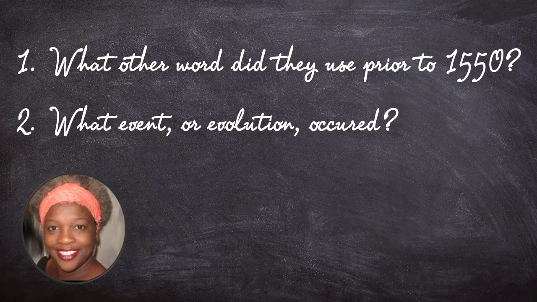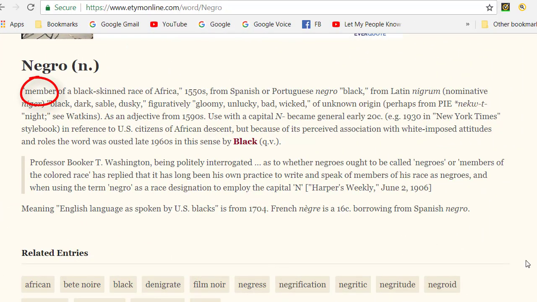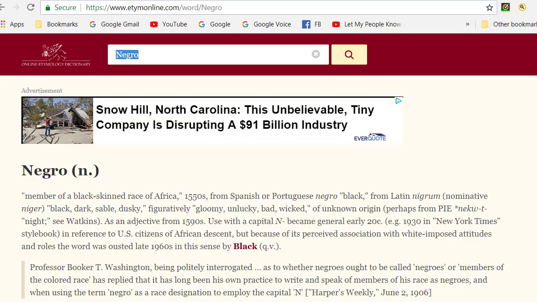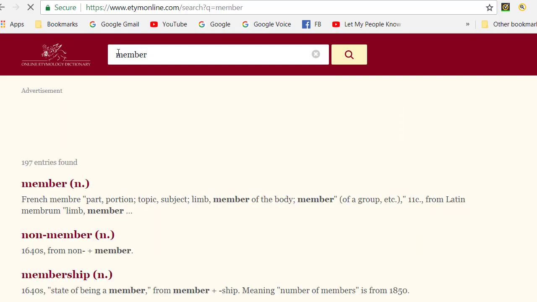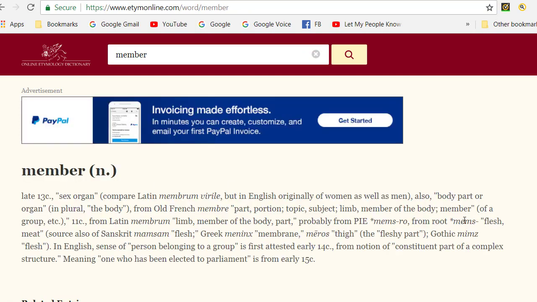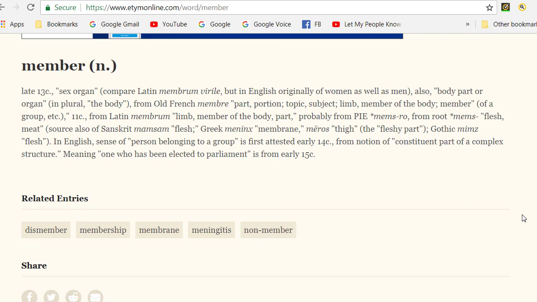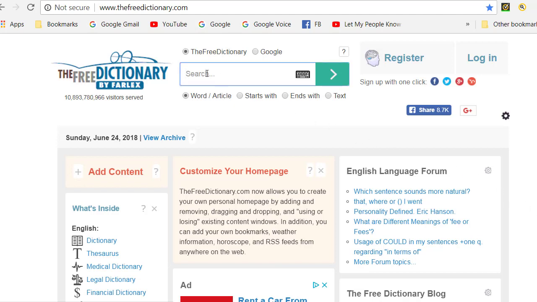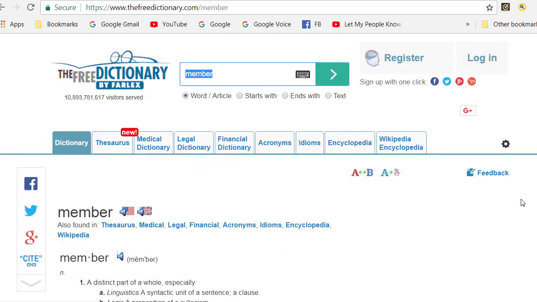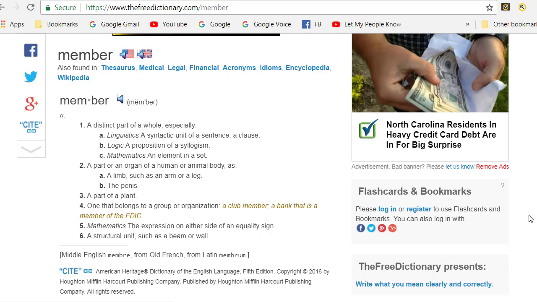But first, I'm interested in their usage of the phrase a member when referring to the Negroes. According to Etymology Online, member, a noun, means, among other words, from notion of constituent part of a complex structure. Notion means a belief or opinion, and constituent means serving as part of a whole. And according to thefreedictionary.com, one of the definitions for member is a distinct part of a whole.